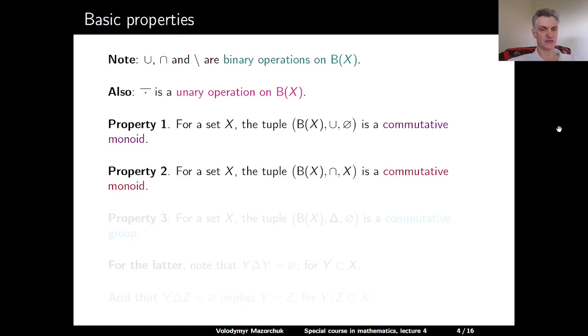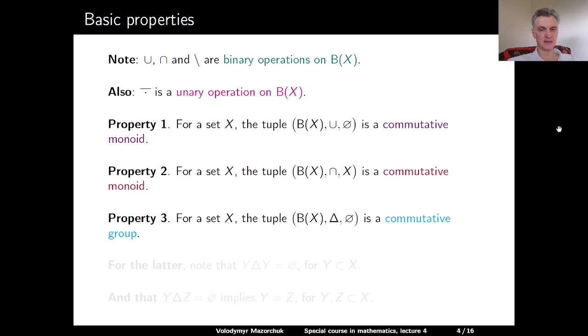Property 2. For a set X, the tuple consisting of the Boolean of X, the operation given by the intersection of subsets, and the set X as a specific element is also a commutative monoid. So this essentially says that the union and the intersection are associative operations, and the empty set is the identity element for the union, and the whole set X is the identity element for the intersection. So that's clear. Now here is a more tricky property 3.